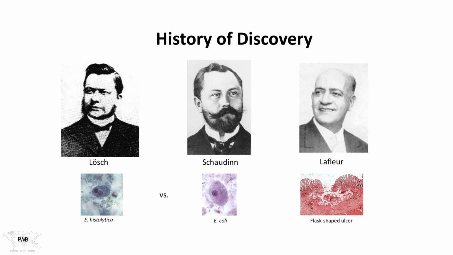How do we know this is pathogenic? All we had to do was ask Lafleur. Lafleur actually described the pathology of this infection in patients suffering from acute amoebic dysentery and described this remarkably descriptive flask-shaped ulcer in which the amoebae themselves were found at the living edge. And as we'll see, this is an insidious infection that can actually result in the death of the patient.